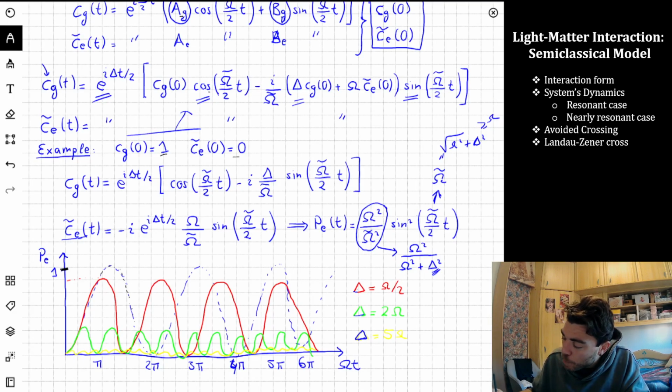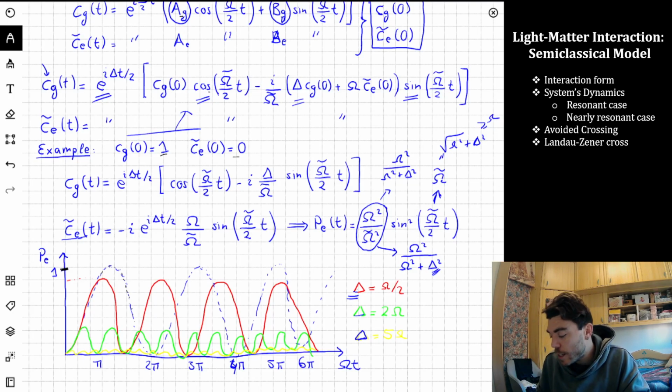And the other is that the amplitude of the oscillations is reduced, because this factor here is Omega squared over Omega squared plus Delta squared. So as the detuning is increased, the amplitude of the oscillation is smaller. This means that if we plot the probability as a function of Omega t on this axis, this dashed line is what we had before in the resonant case, which is an oscillation that goes from 0 to 1. And now, as the detuning is non-zero, it still oscillates, but faster and with a lesser amplitude.